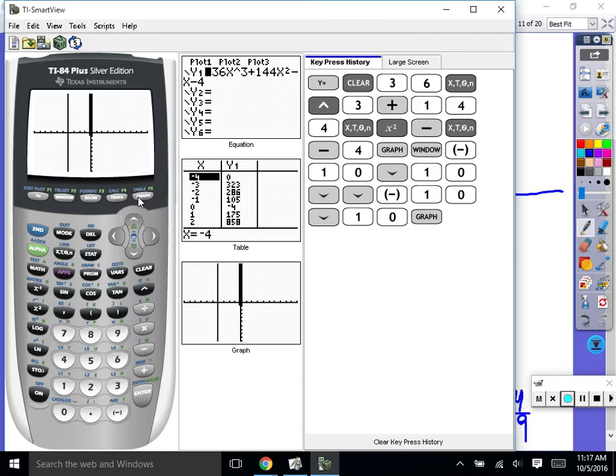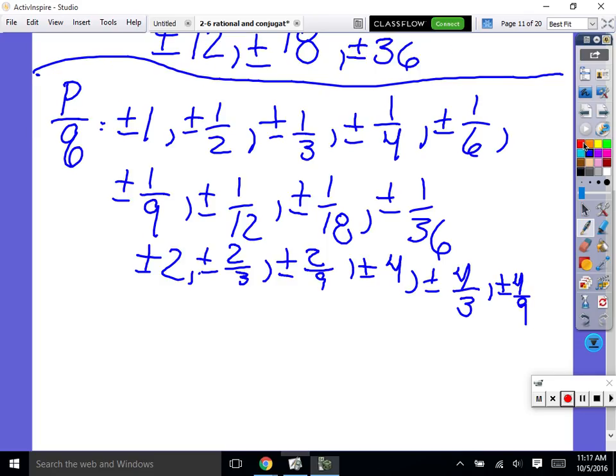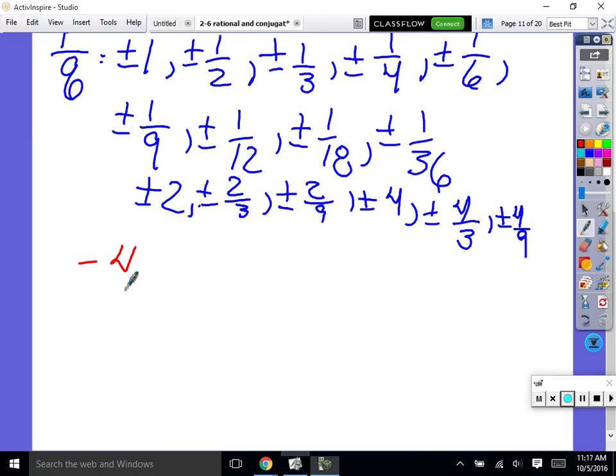Remember, we know what the graph looked like, so it's down and up, right? Because it's a cubic. Down and up. It's not a very pretty picture. But can't you see that it crosses at -4, everybody? So when we were testing these with synthetic division, we would have got -4 gets a remainder 0. So let's use -4.